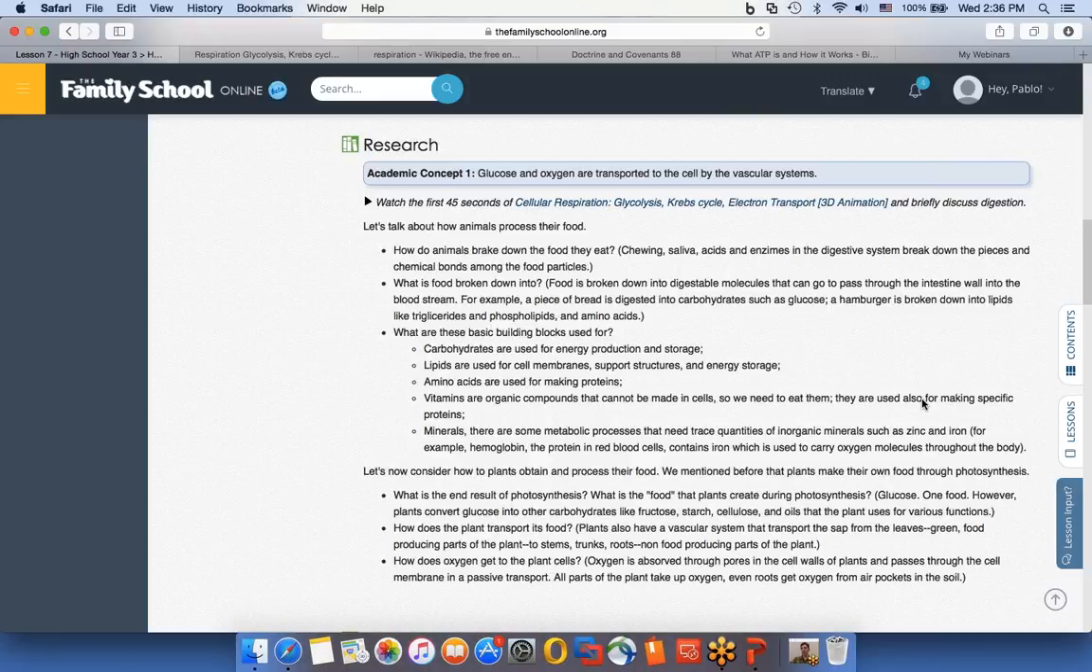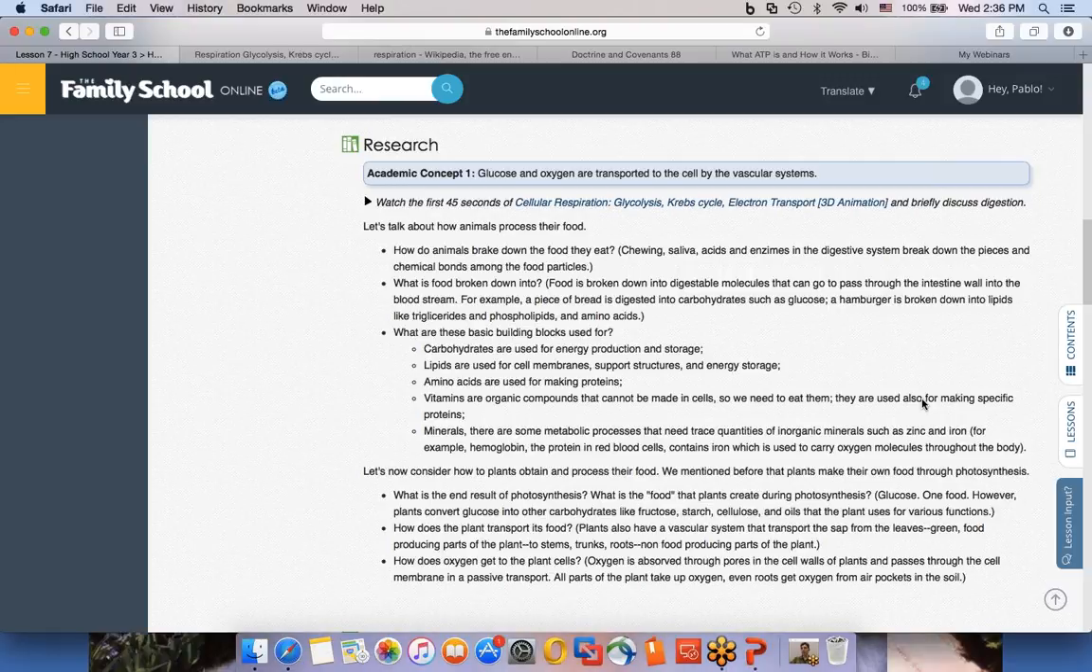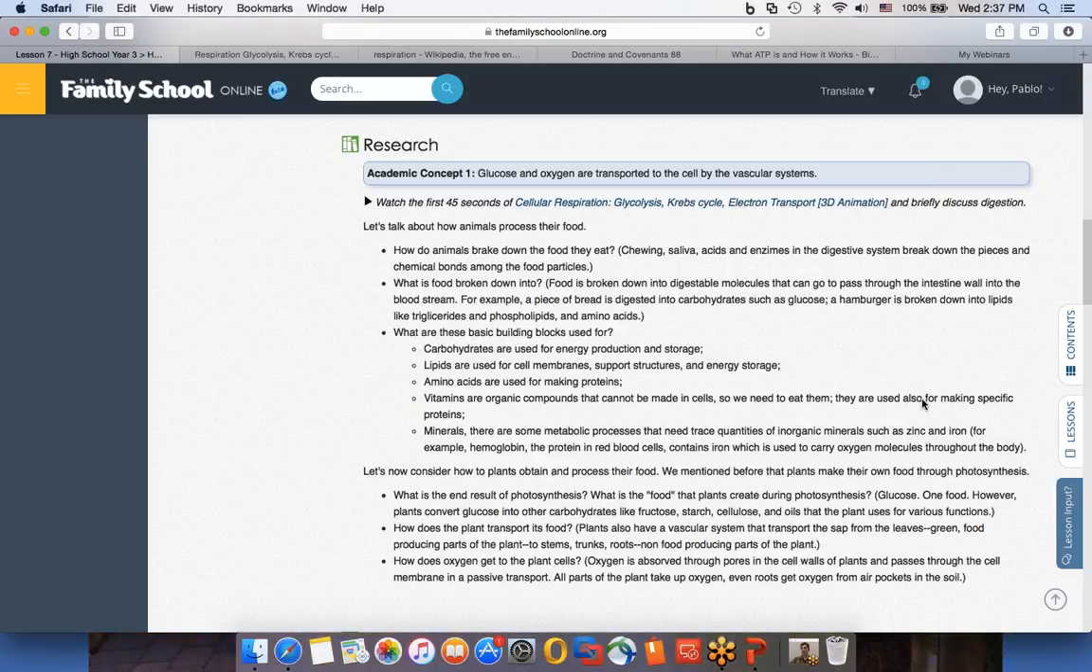It's absorbed through holes or pores in the cell walls, and the roots get oxygen from holes in the soil. So when you prepare soil, one of the things is that a good soil cannot be too compacted. If it's too compact, there's not enough oxygen for the roots to breathe. So that is also very interesting, and that is why you want a soil that is kind of loose, that has enough air to allow the roots to breathe in.